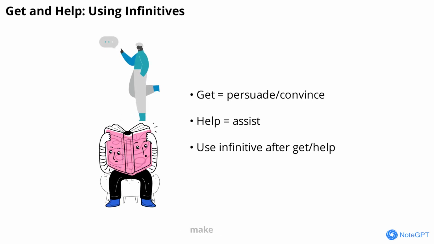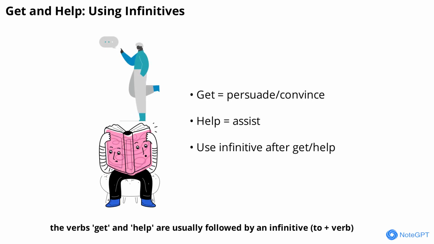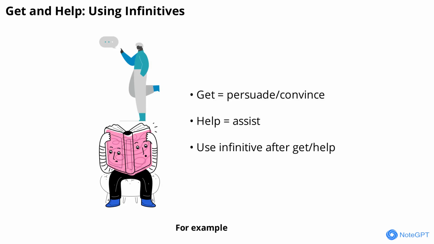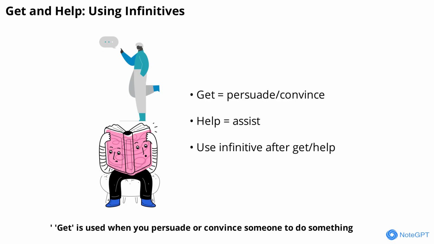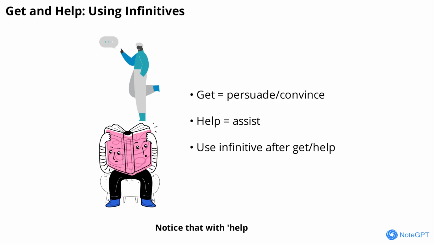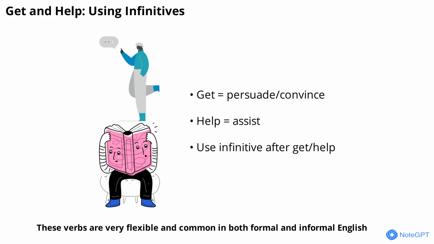Unlike let, make, and have, the verbs get and help are usually followed by an infinitive, to plus verb. For example, Julia got her boyfriend to buy her a ring, and Sam helped me to carry the groceries. Get is used when you persuade or convince someone to do something, while help means to assist. Notice that with help, you can use either the base form or the infinitive. These verbs are very flexible and common in both formal and informal English.